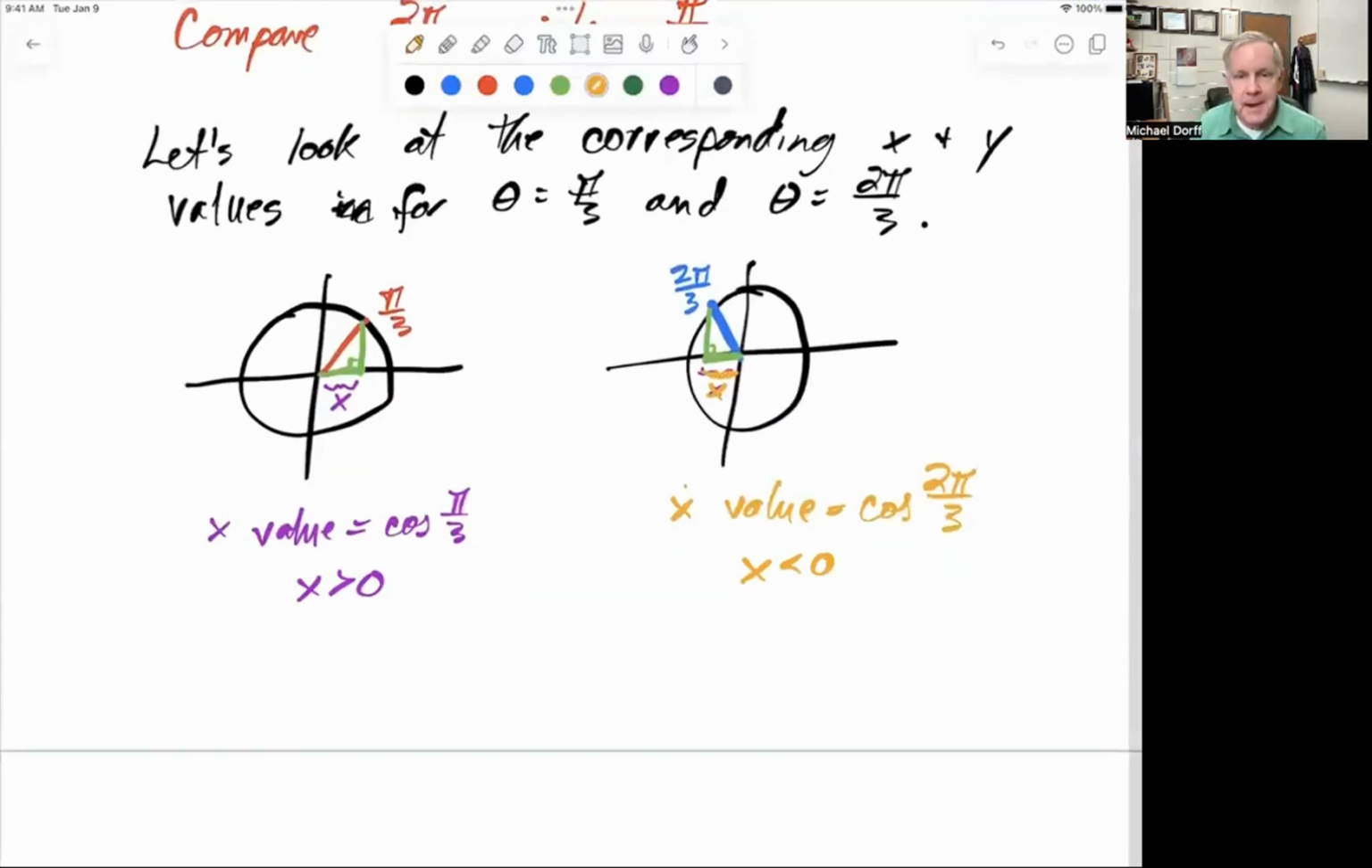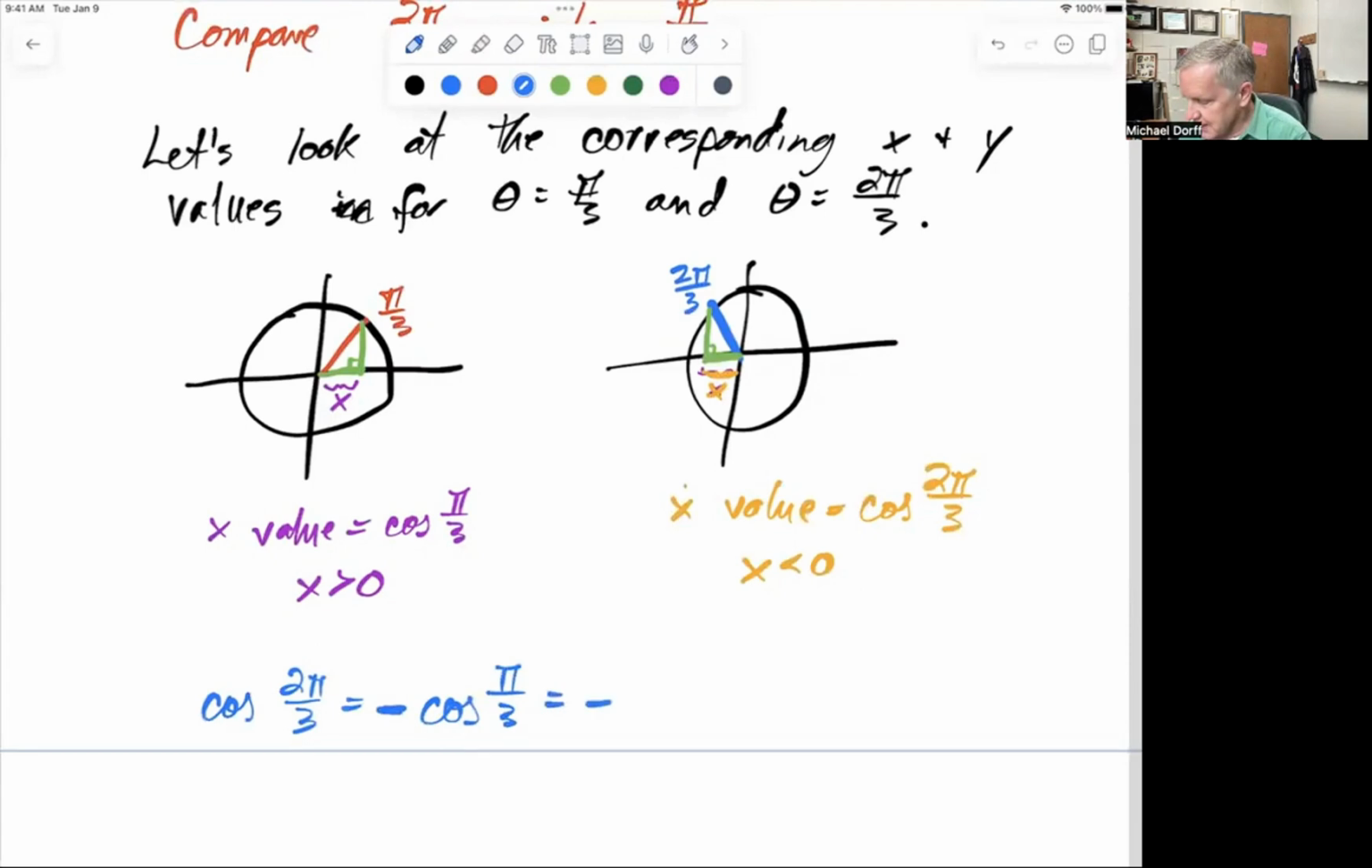So they have different signs, but they have the same value. They have the same length. So what that means is that the cosine of 2 pi over 3 has the same length as the cosine of pi over 3, but cosine of pi over 3 is positive, and cosine of 2 pi over 3 is negative. So to make them equal, I have to put a negative sign in front of the cosine of pi over 3. So now they're equal to each other.